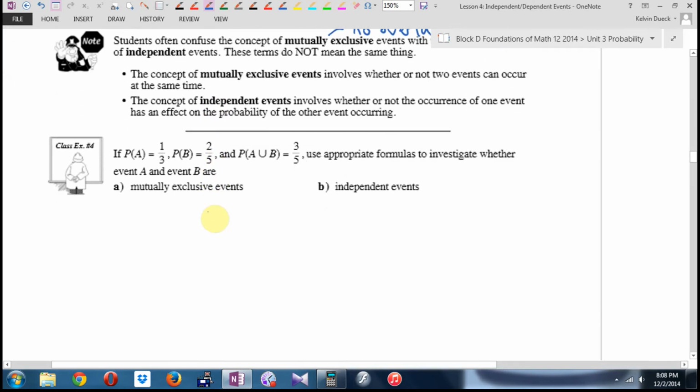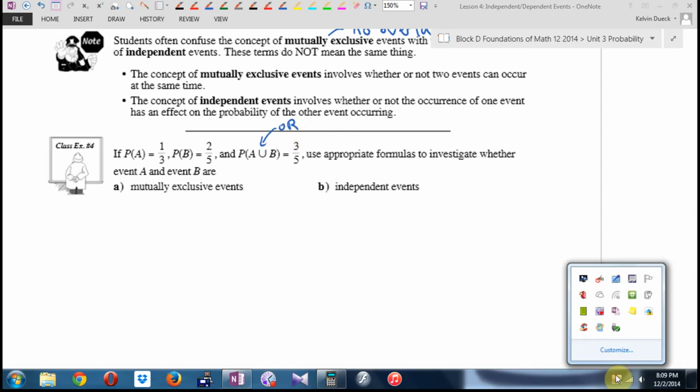Okay, let's get a little technical. You probably might need your formula sheet out for this. If the probability of A is 1/3, and the probability of B is 2/5, and the probability of A or B is 3/5, use appropriate formulas to investigate whether A and B are mutually exclusive or independent.